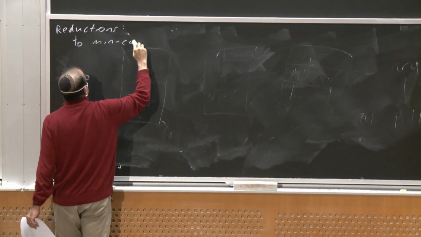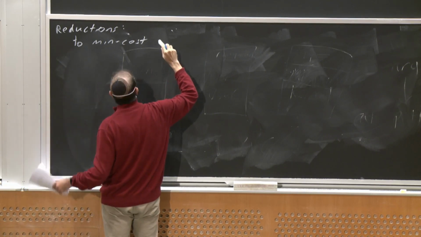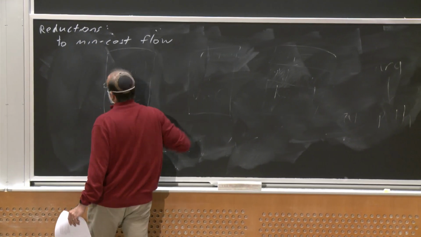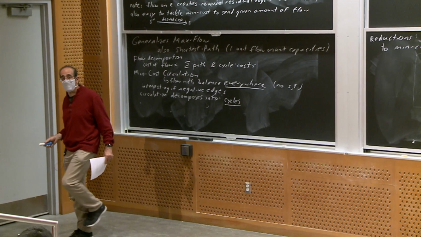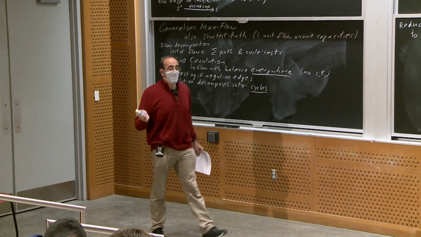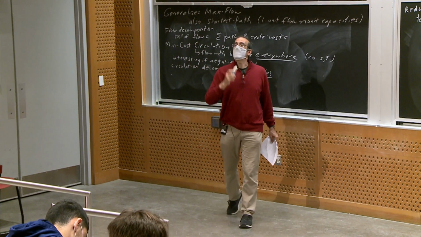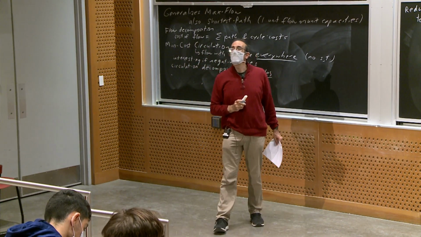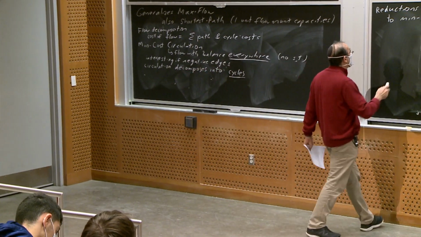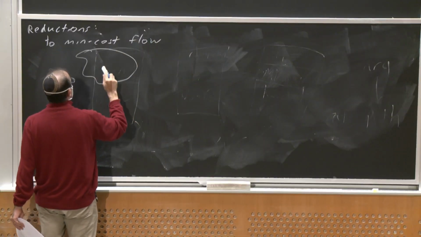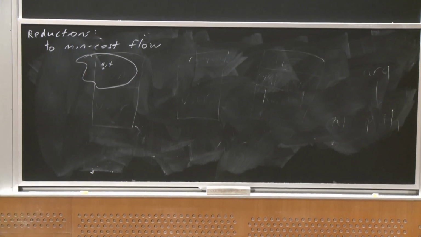So if I have a min cost circulation problem, how do I reduce it to a min cost flow problem? That is, how do I create a min cost flow problem whose answer also gives me the answer to the min cost circulation problem? Make the source also a sink. So I could take this graph, and I could put a thing in here and say, this is S and T. That would work.